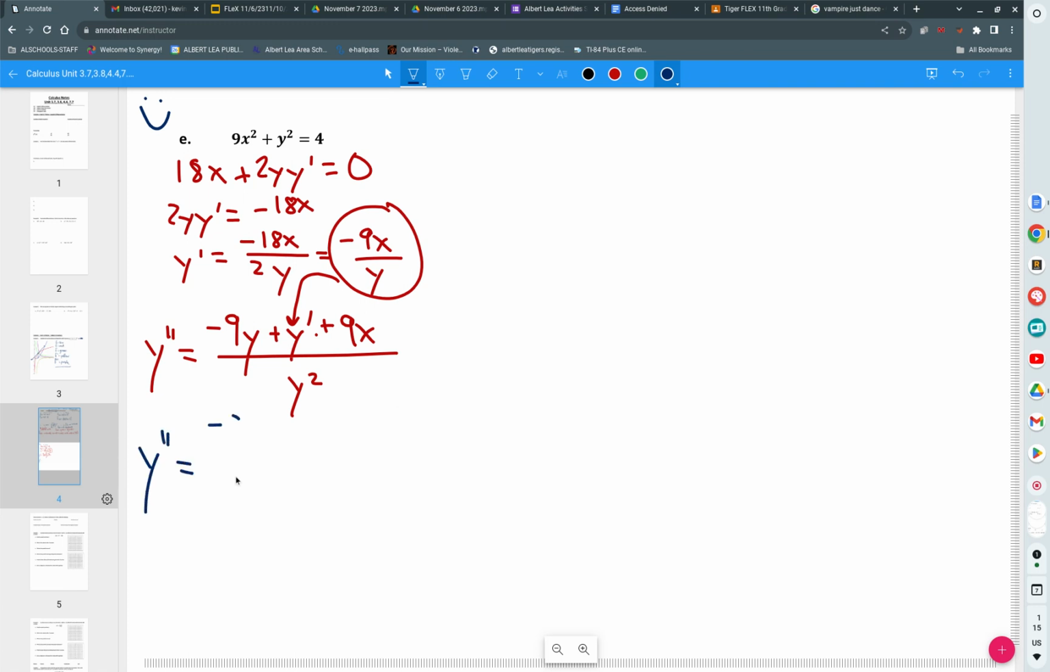I'm going to try to carefully write that out: y double prime is equal to negative 9y over 1, minus, and I wrote minus because it's a negative 9x. When I plug in for y prime, this negative 9x over y, I already have the negative. I don't want to do that again. So 9x over y times a positive 9x over 1, and that's all over y squared over 1.